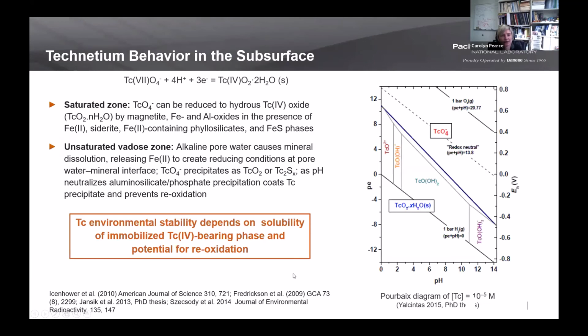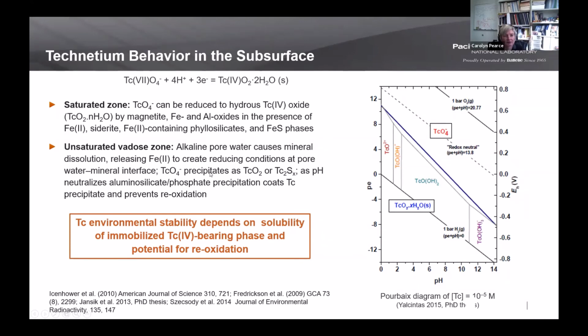It has interesting biogeochemistry. In the saturated zone here at Hanford, it has the potential to be reduced from technetium-7 in the pertechnetate form, which is a tetravalent anion, to technetium-4, which is a precipitate, and there are a variety of different technetium-4 bearing phases, such as technetium oxide, magnetite, and then aluminium and iron, other aluminium and iron oxides. And there's also technetium sulfide phases.